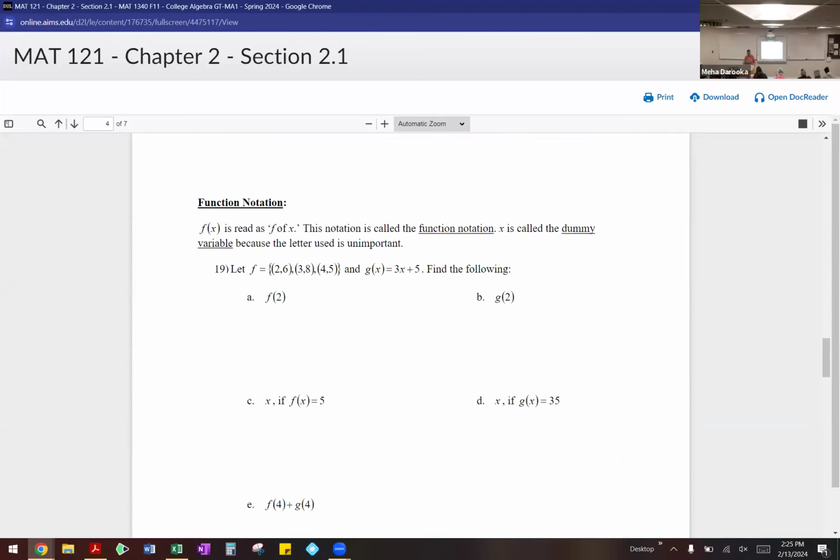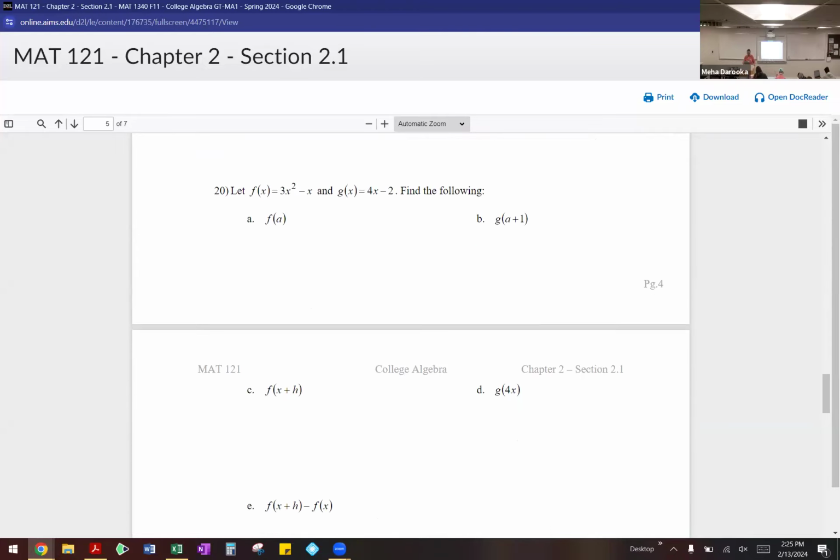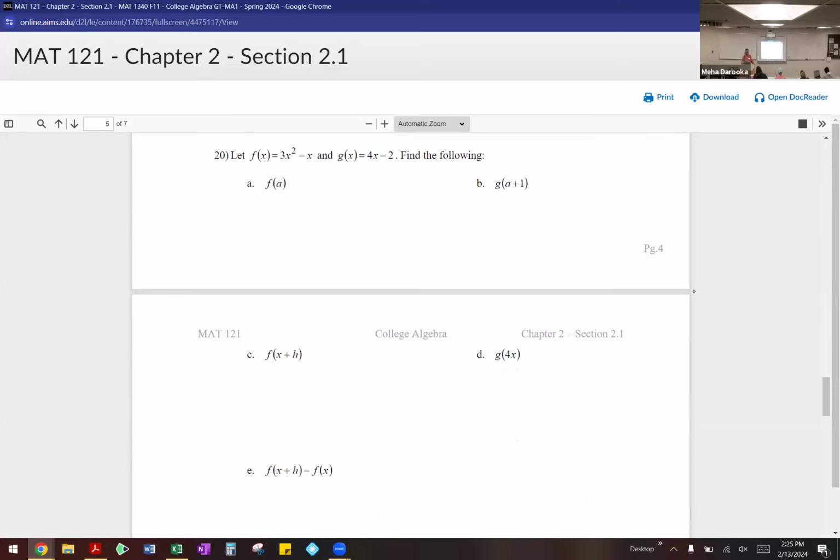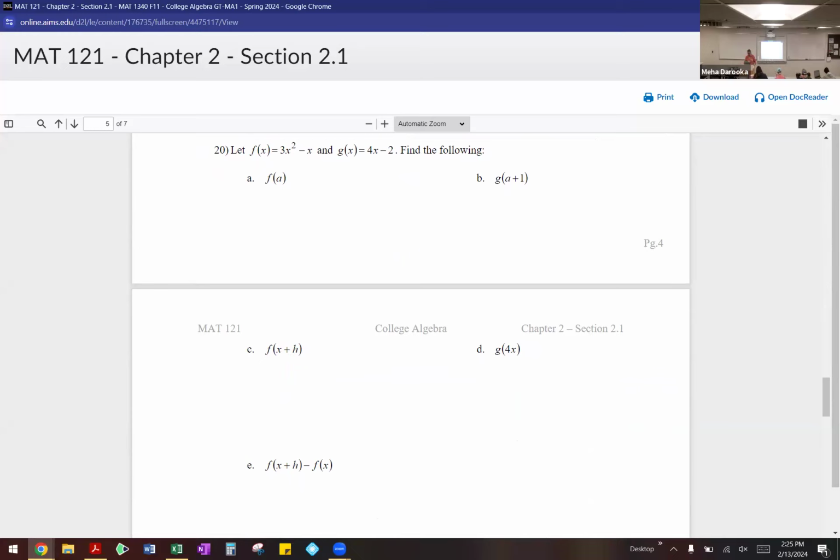Domain and function notation. Yeah, so this is kind of where we were at. And I think we had looked at some of these examples. I don't think we got to part E of this. I think part C may have been the extent of how far we made it on this example.